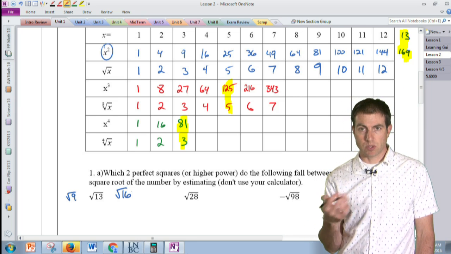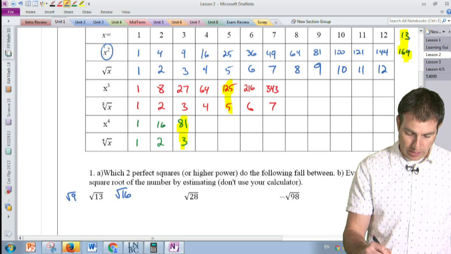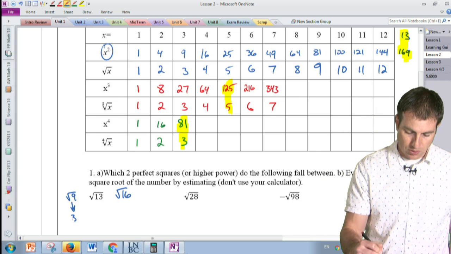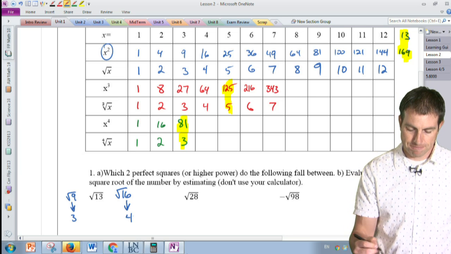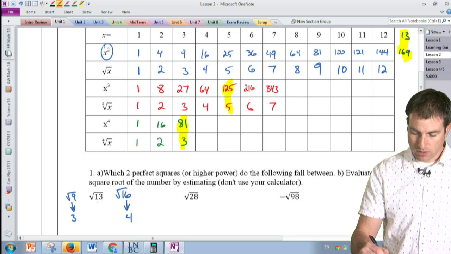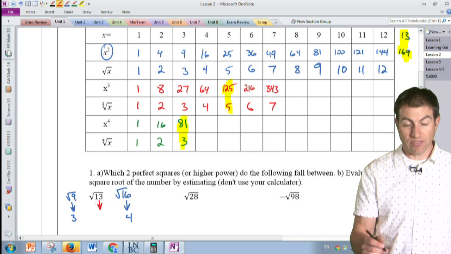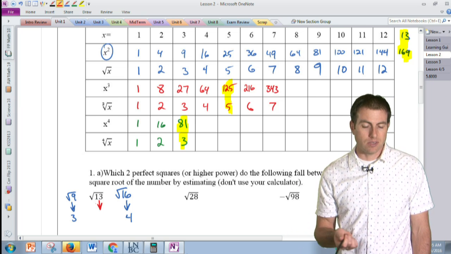Those are the 2 perfect squares on either side of 13. Now I know what the square root of 9 is. That's 3. And the square root of 16 is 4. Now if I wanted to estimate the square root of 13, knowing that it's between 3 and 4, what would I estimate it to be?